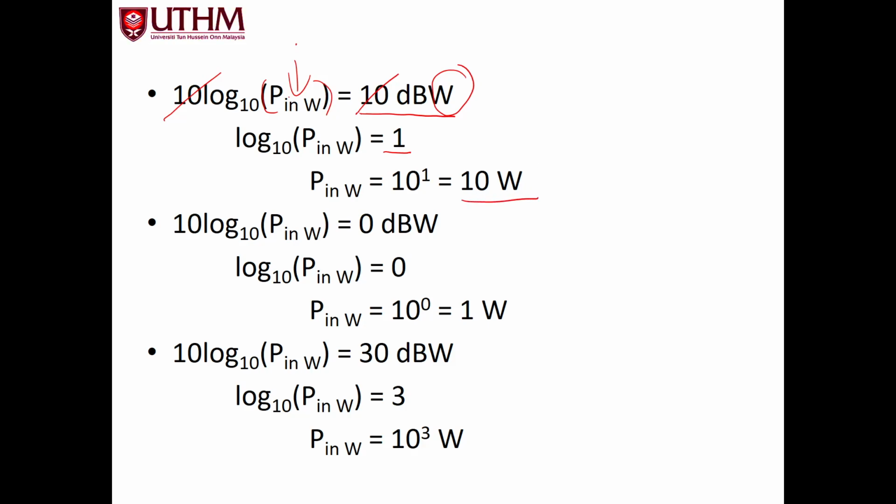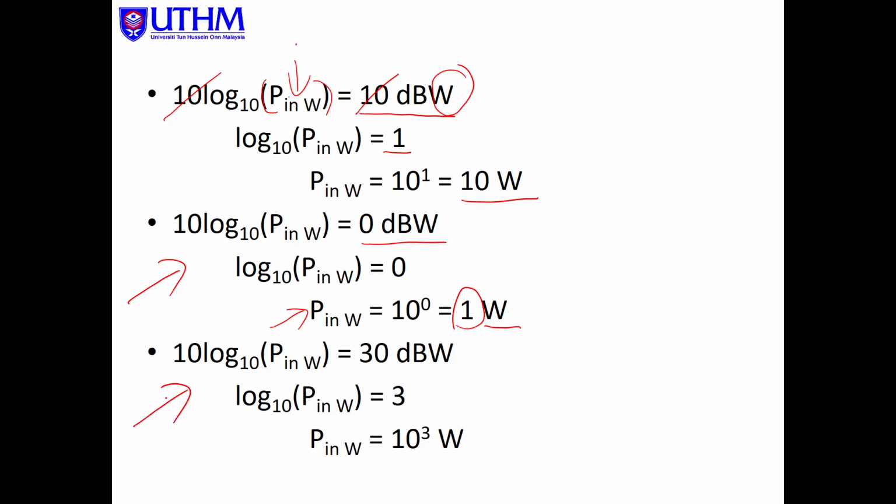Second question is that 10 log power in watt gives 0 dBW. So you divide by 10 first, so you get 0. So log power equals 0. Power equals anti-log of 0. Anti-log of 0, you get 1. The unit is in terms of watt.